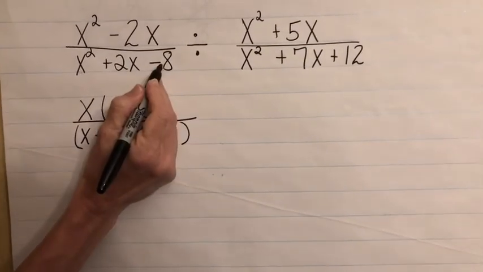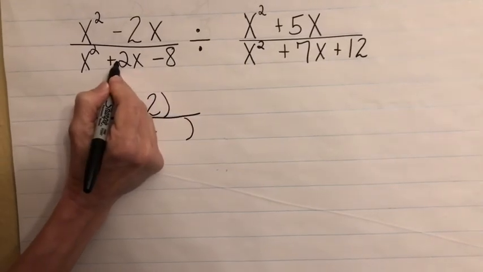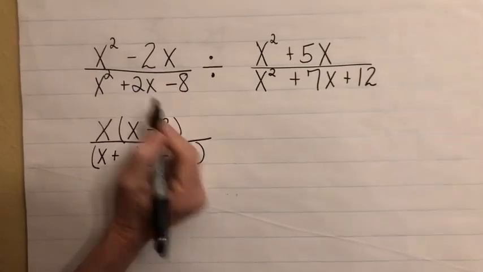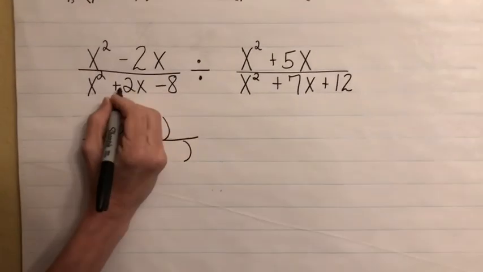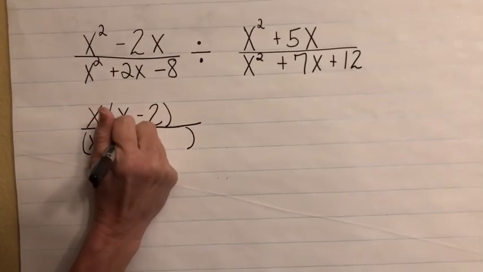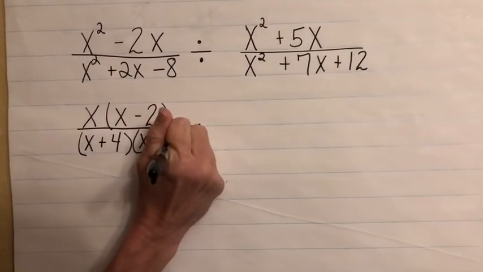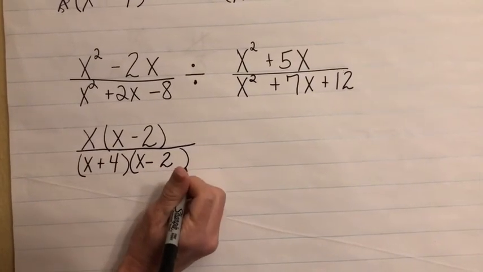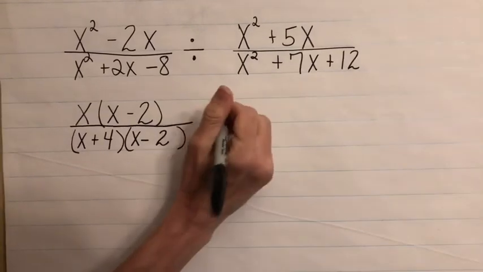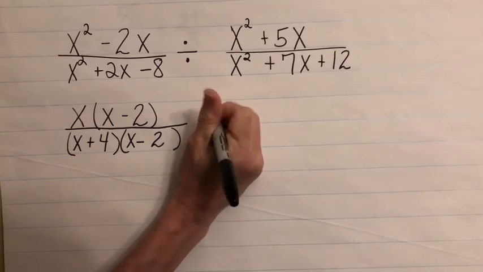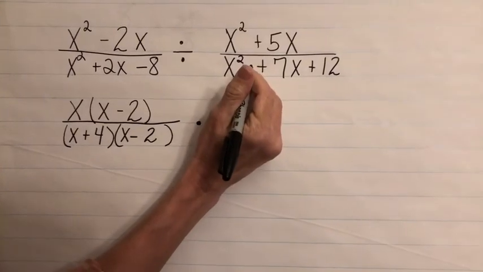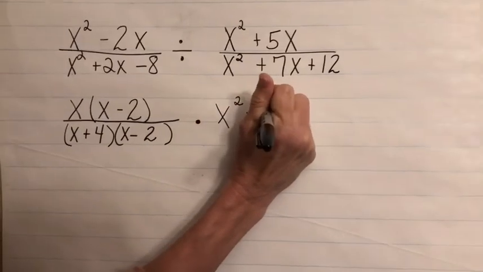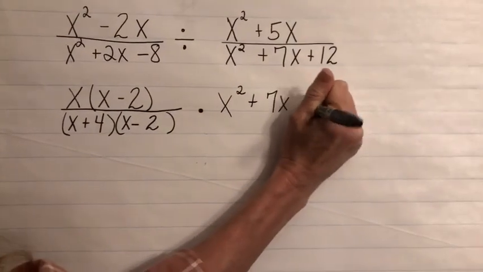Okay, and then I have to think what multiplies to get 8 and subtracts to get 2. Well, 4 times 2 is 8 and 4 minus 2 is 2. So I want my 4 to be positive so that my middle term is positive, and I want my 2 to be negative. And I can FOIL that back out to make sure I've done it correctly. At this point, I'm going to go ahead and change my sign and write the reciprocal of the second fraction. And I'm not going to factor quite yet because I want to make sure I have everything in the right place before I factor.